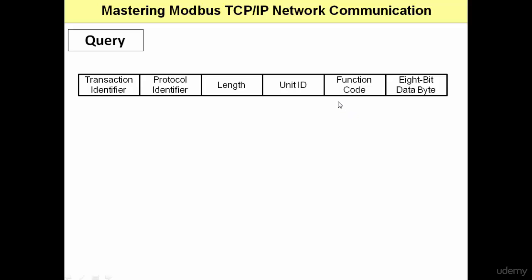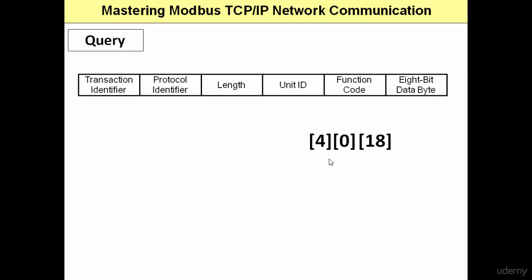So it has the traditional function code and 8-bit data bytes from standard Modbus RTU. But of course, as we saw earlier, it also has the transaction identifier, protocol identifier, length, and unit ID. Okay, so let's see what this looks like. I'm going to start with the function code and 8-bit data bytes. The function code is 4, which is 1 byte. And then the 8-bit data bytes will be 4 bytes.